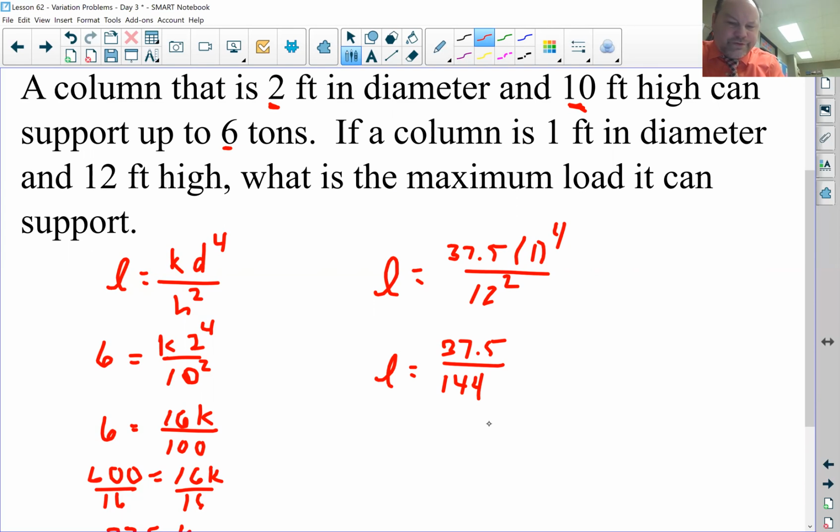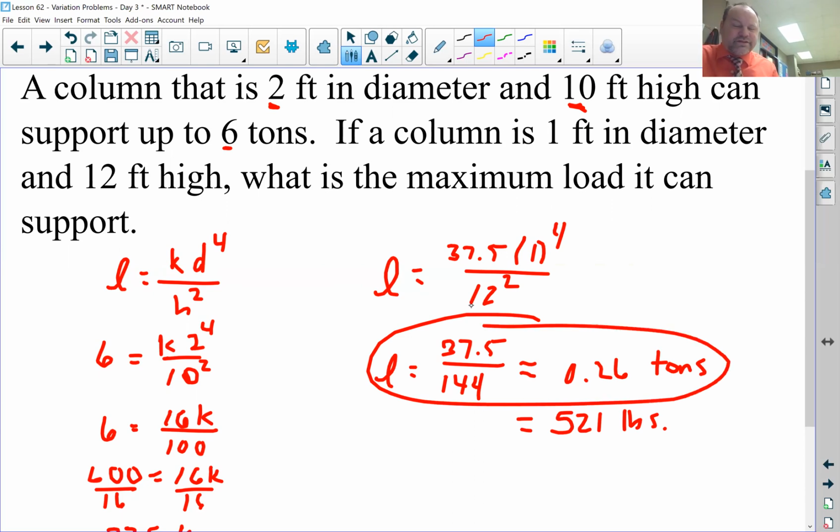Let's round this to a couple decimal places. This would be about 0.26 tons. If you don't like the tons and wanted to go with pounds, you could multiply that by 2,000. It would be about 521 pounds. Because the original was in tons, I would probably just go with the consistent label there.